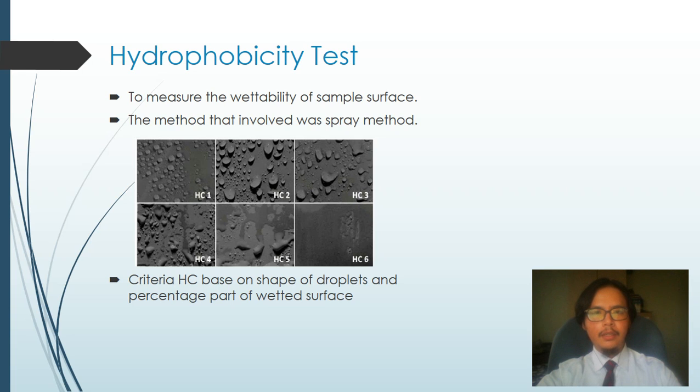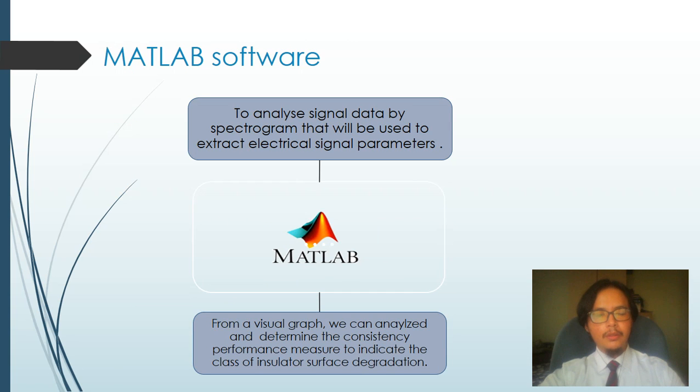And the criteria that we collect from this test is the hydrophobicity class, based on the shape of droplets and the percentage part of wetted surface. As you can see, this is the HC, or hydrophobicity class, from HC1 to HC6, and this picture shows the hydrophobicity class from high hydrophobicity to less hydrophobicity.